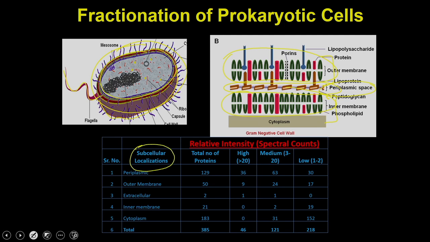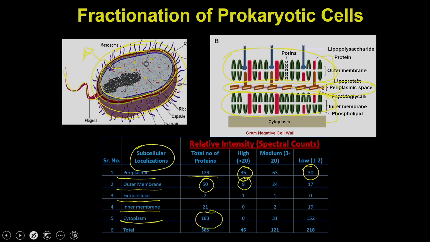What you see here is the distribution of the different types of proteins present within the bacterial cell. In the periplasmic fractions, you have 129 different types of proteins, where some proteins are of high molecular weight and some are of low molecular weight. Similarly, you have the outer membrane with 50 different types of proteins, and 9 of them belong to the high molecular weight proteins. Some proteins are extracellular in nature, which means they are secreted from the bacteria and are present in the media of that culture. Then you have the inner membrane as well as the cytoplasm.